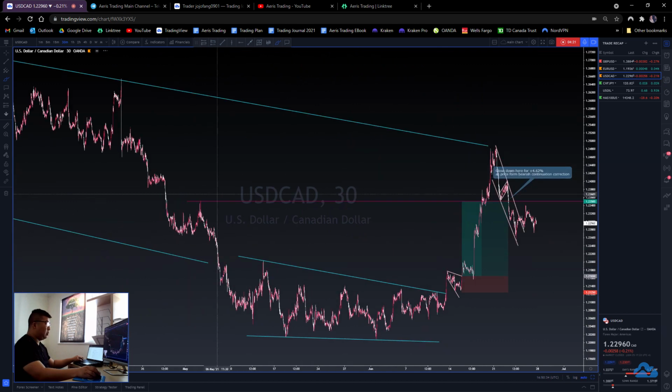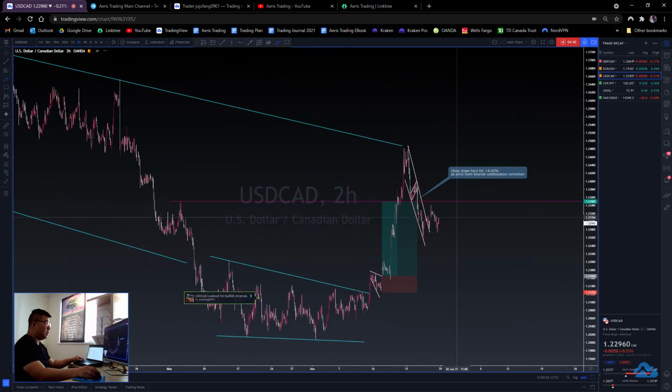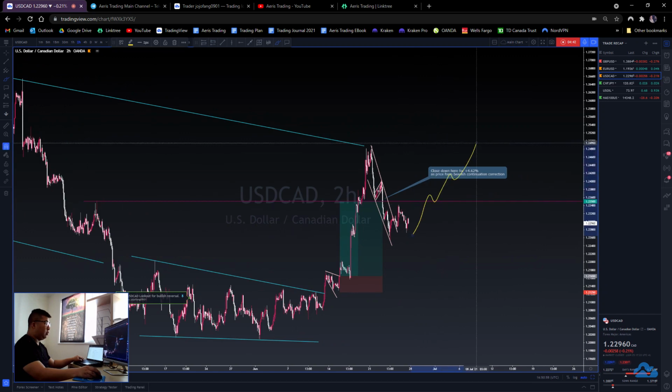So I knew that this was the previous swing high area, so a good area to watch out for. Saw that bearish impulse down, continuation correction, and then looking to exit the trade, and that's how I moved my stop loss to about 1.235, and then took me out for about 4.6 to 1, 4.62 to 1 or so.